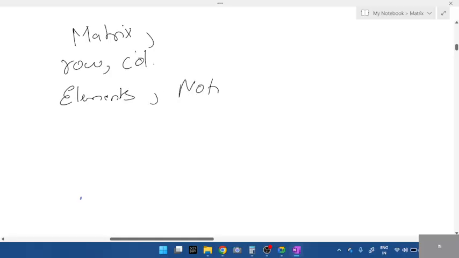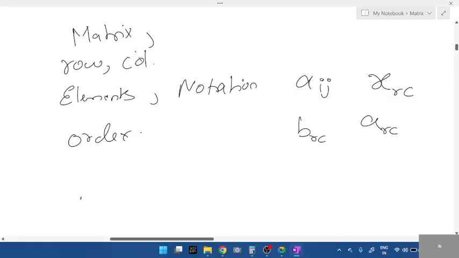Okay, tell me what are the concepts we covered today. All of you respond. We studied what is a matrix, then row and column. Next, elements. What are elements? Do you know the notation or position, which position they lie in? That is Aij. We represent Aij, or some can even write it as ARC. Basically, we give preference to row first, then column. Then we studied order of a matrix.